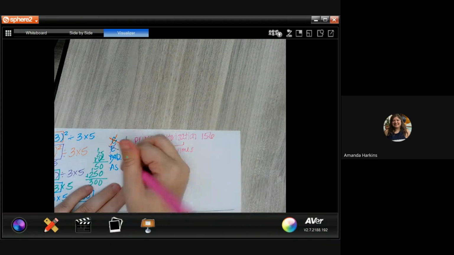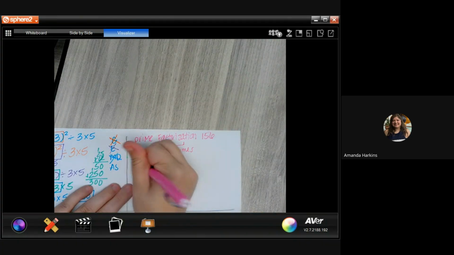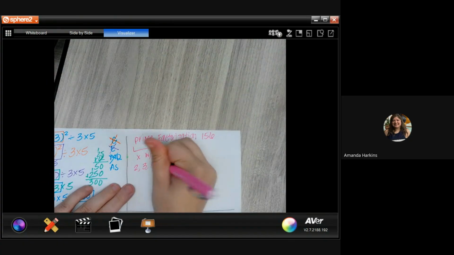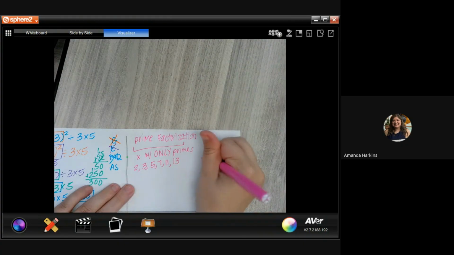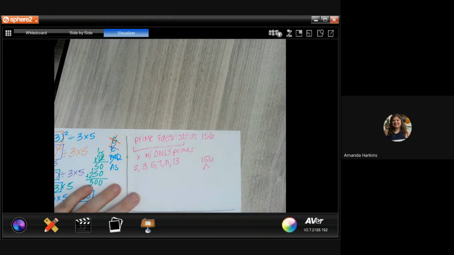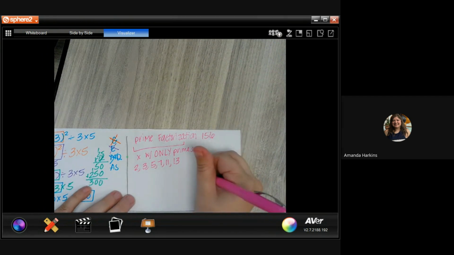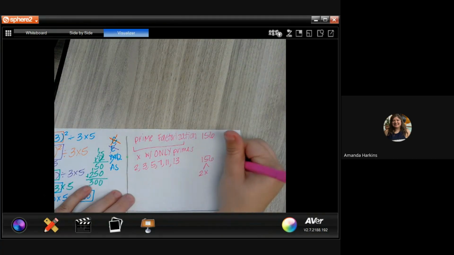So my key primes are going to be 2, 3, 5, 7, 11, 13. Those are my key primes. So if I have 156, I'm going to go ahead and break that down. Well, if I notice, I can multiply that by 2 because it's even.